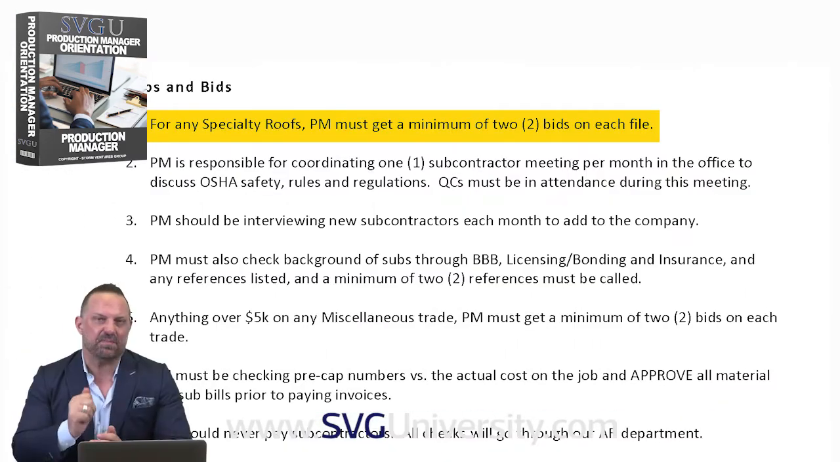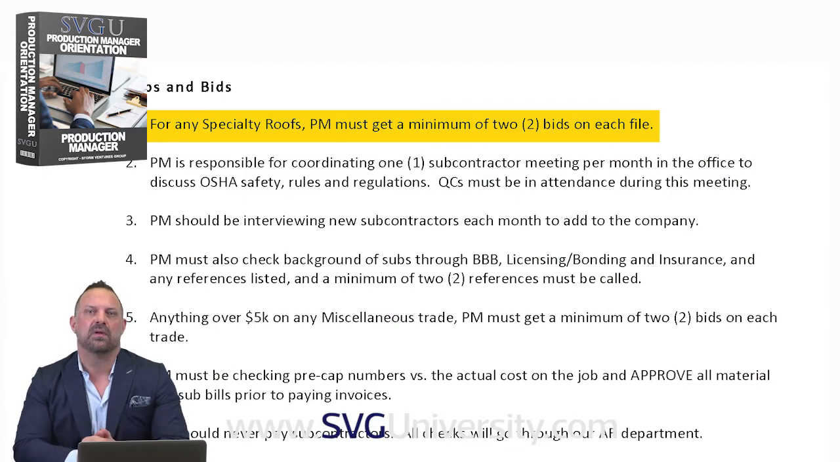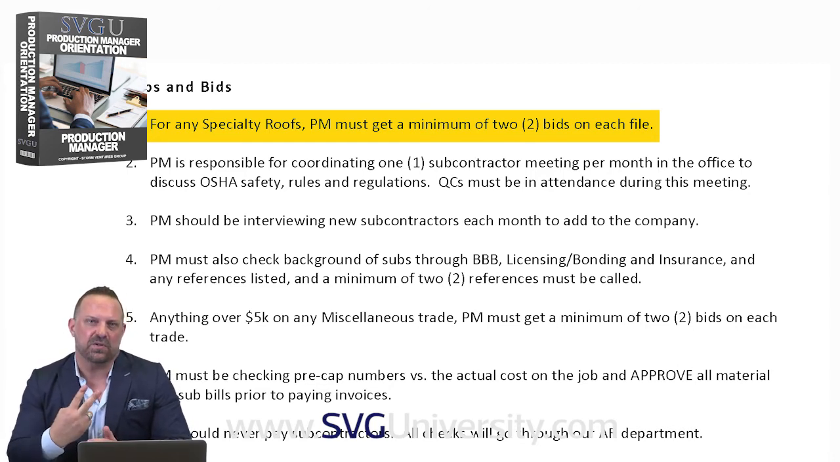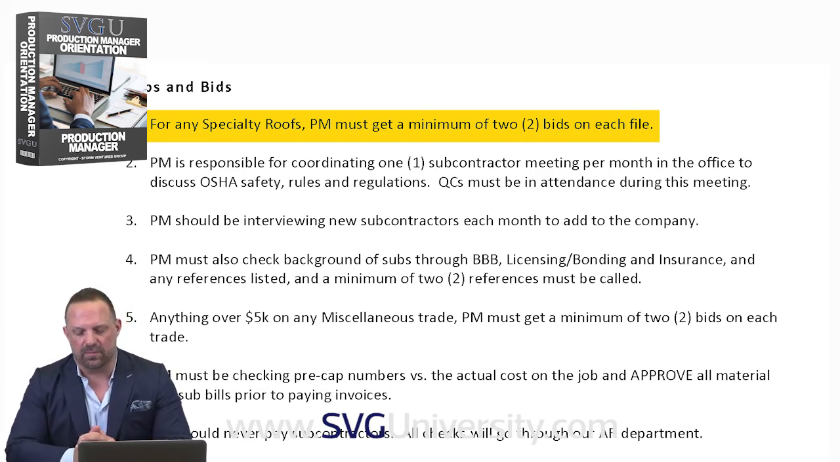Number 1, for any specialty roofs outside your typical roofs, like asphalt shingles where you have your typical crews. If you have any specialty roofs like foam, TPO, or something you don't normally do, make it a protocol to always get 2 sub bids per specialty roof so that you know you're not overpaying.